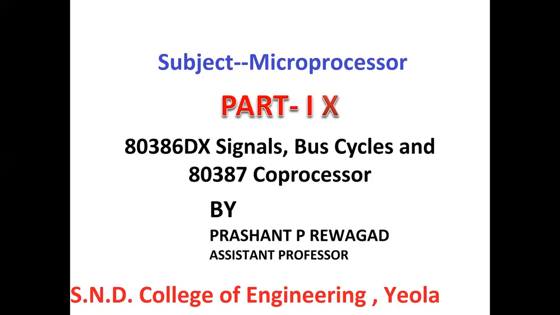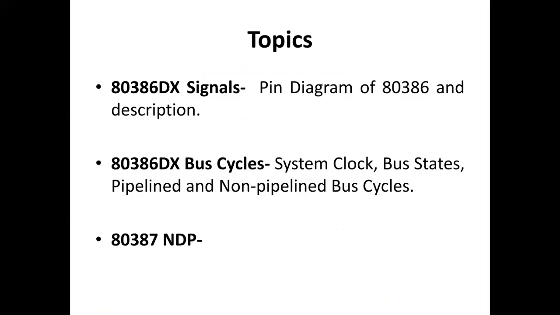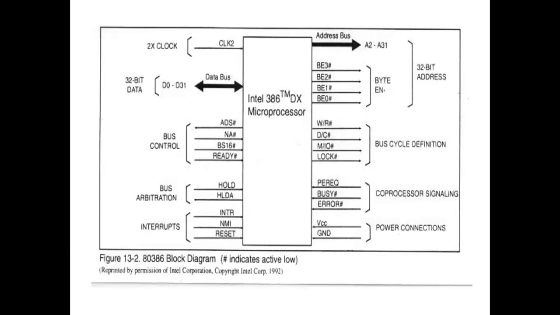In this lecture series, this one is the ninth part, which will discuss the 80386 DX signals, bus cycles, and the 387 processor. The 386 DX signals, the pin diagram of the 386, the bus cycle, the system clock, bus states, pipelined and non-pipelined bus cycles. The 80387 NDP, numerical data processor, that is a coprocessor.